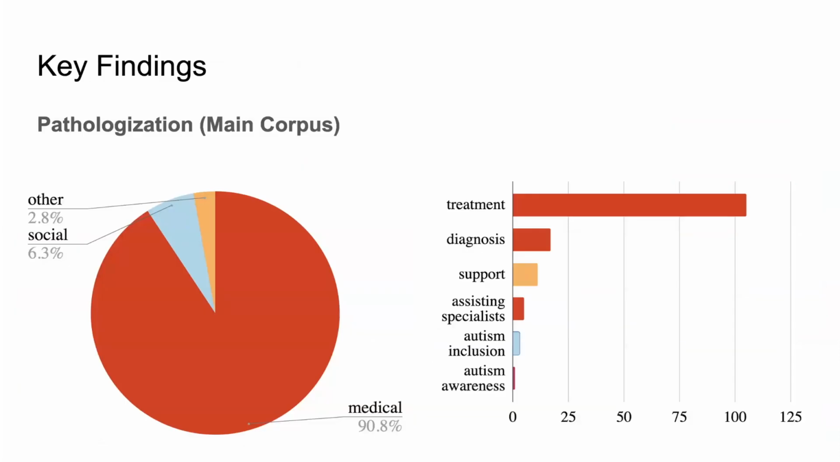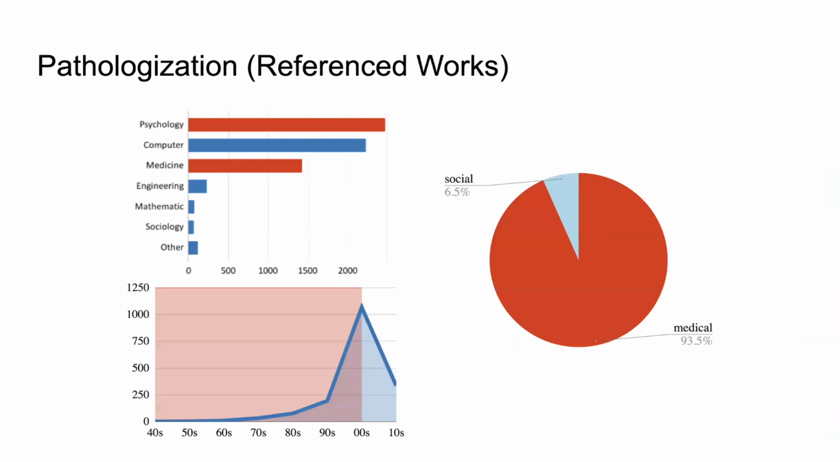Our key findings show that pathologization is very present in our main corpus. In fact, 90.8% of papers pathologize autism, out of which the majority focused on treatment and diagnosis. And we saw this trend being replicated in our referenced works as well, where 93.5% applied the medical model. We also found, interestingly, that the majority of works cited from other fields, not computer science, came from psychology and medicine. And that's interesting because they tend to look at autism from a deficit-based perspective.